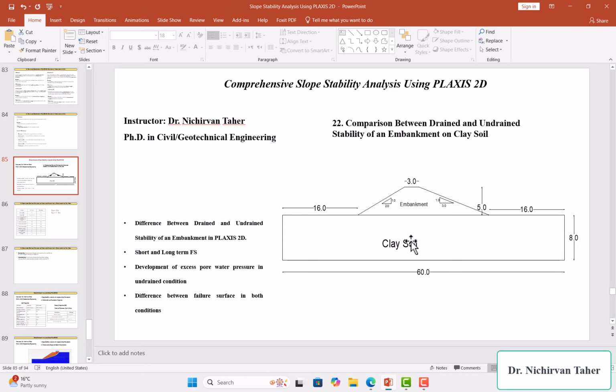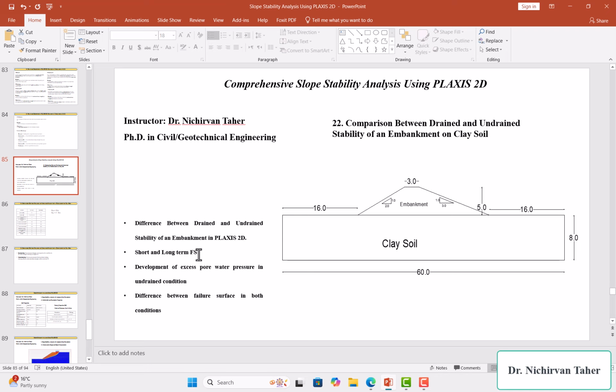We will model and simulate both situations in PLAXIS 2D, and we will see how it affects the factor of safety between these two drained and undrained conditions. Also, drained and undrained means long-term and short-term. Long-term for drained condition and short-term for undrained condition.